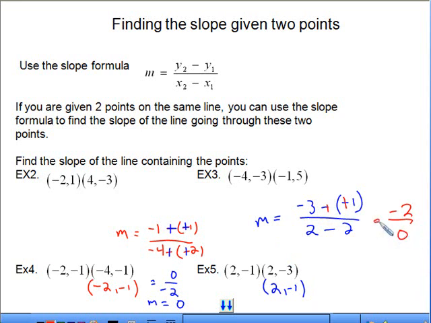Now, if you have 0 on the bottom, that's a different story. Remember, we can't divide by 0 in math. So if you have 0 at the bottom, that means this is no slope, or undefined. Or you could write undefined. So 0 on top equals 0 slope. 0 in the denominator, that's no slope.